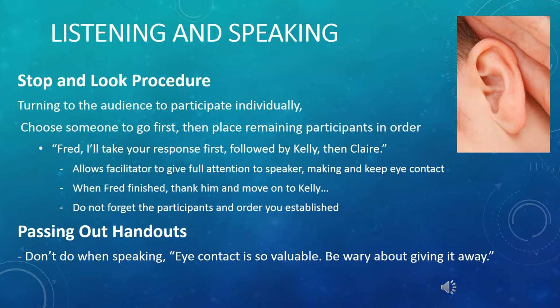So once you ask the audience for participation or ask a question and are awaiting response, one of the ways to do it in this procedure is to turn and look at each participant. There may be a number of hands that are up who want to participate. What you will do as a facilitator is to put people in order of who is going to go first, second, and third. So for example, you see Fred's hand go up and then others, and you say, okay, Fred, I'll take your response first, followed by Kelly and by Claire back there in the corner.